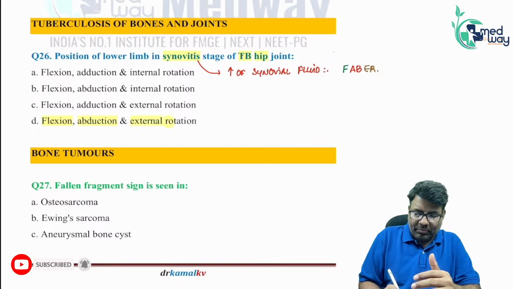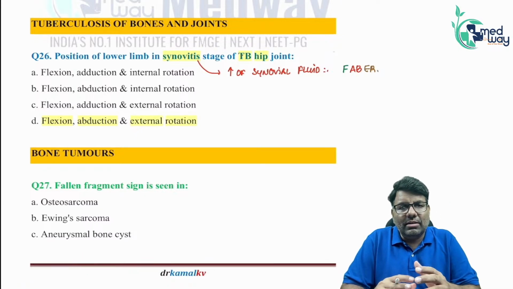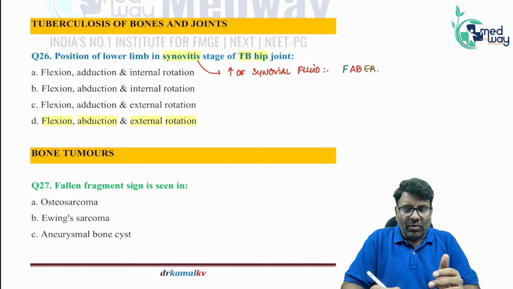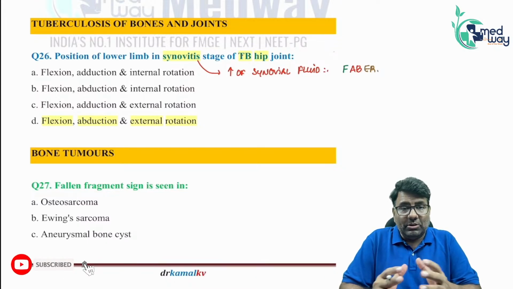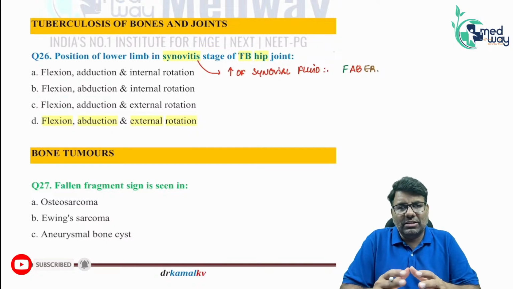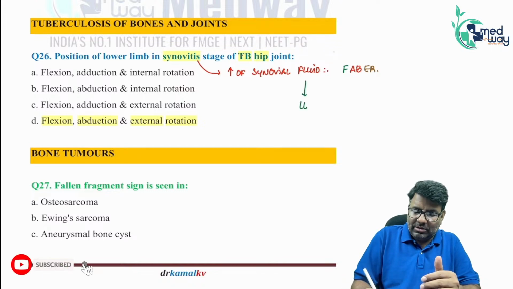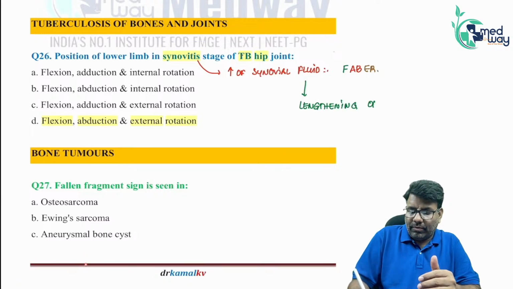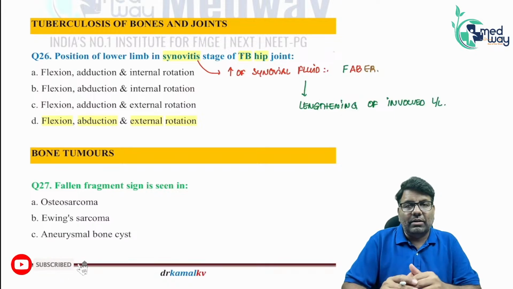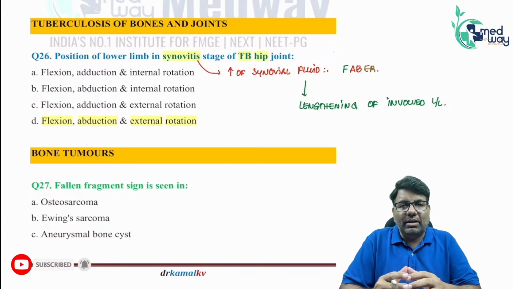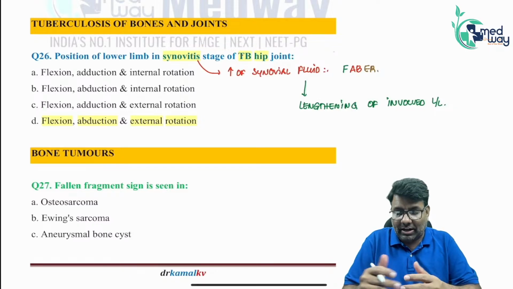Now, what will happen when the limb is taken into that position? From a distance, when we look at the patient, we will presume as if that affected side is longer than the other side. So we will notice that there is lengthening of the involved lower limb. But when we do actual measurement, since there is no bony damage, the actual length will be exactly the same as that of the other side.